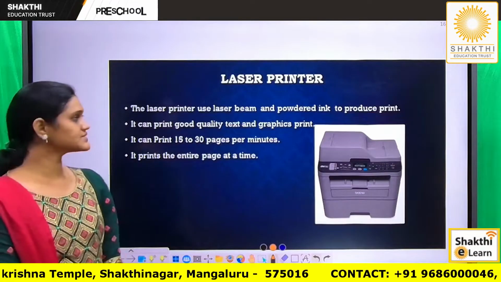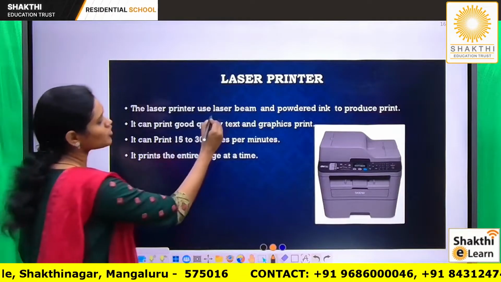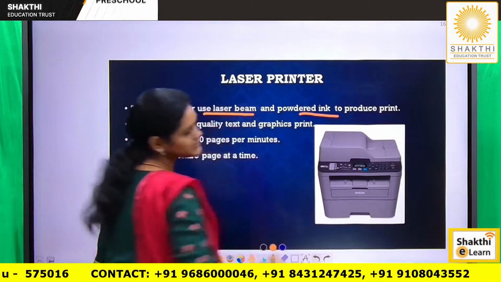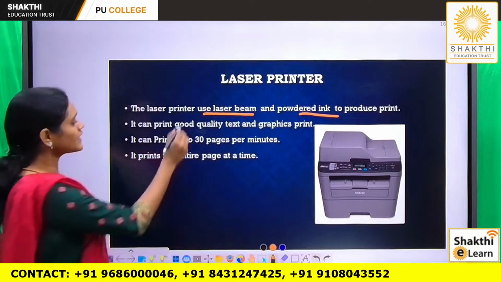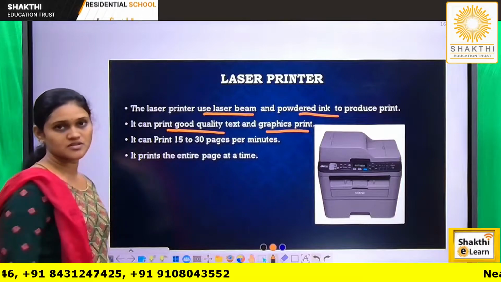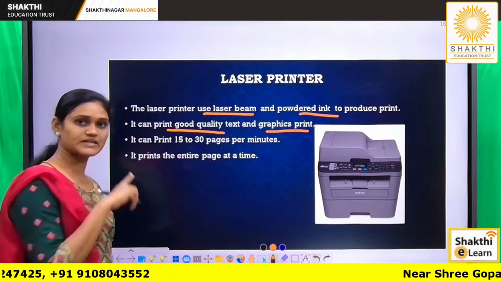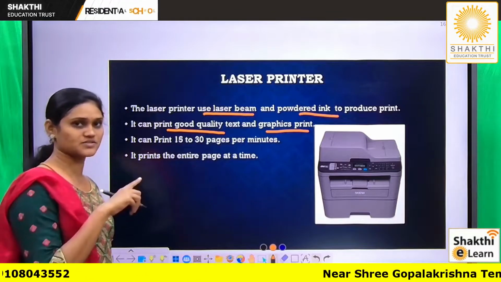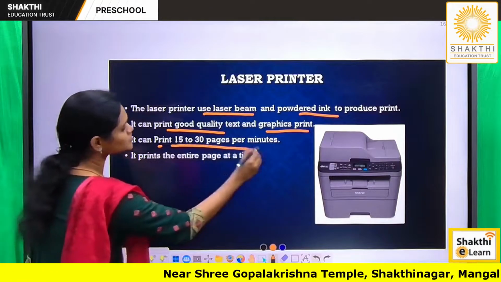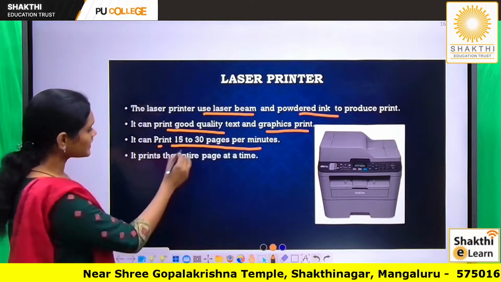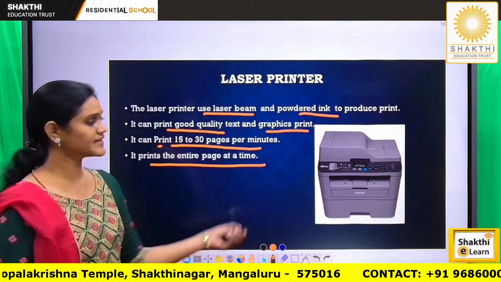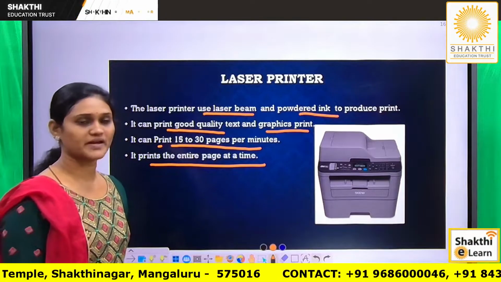Now coming to the laser printer. A laser printer uses a laser beam and powdered ink to produce the print. The print quality is very good and we are able to use graphics. The initial impact printers didn't support graphics, but non-impact printers do. It can print 15 to 30 pages per minute, and it prints the entire page at a time in the latest non-impact ones.